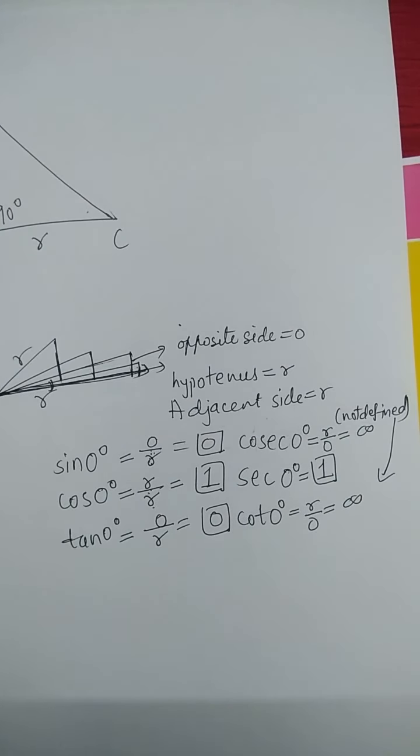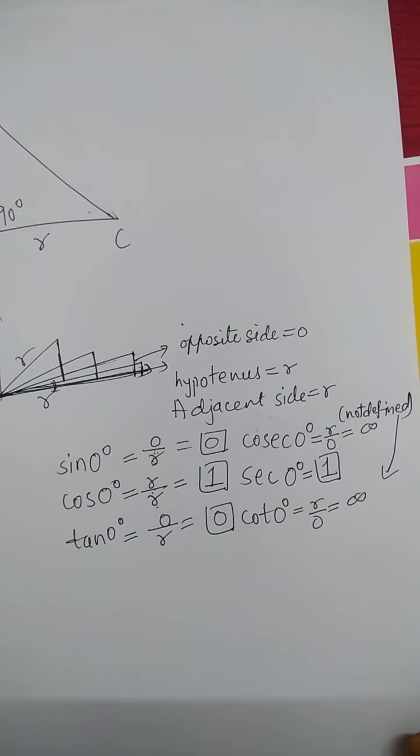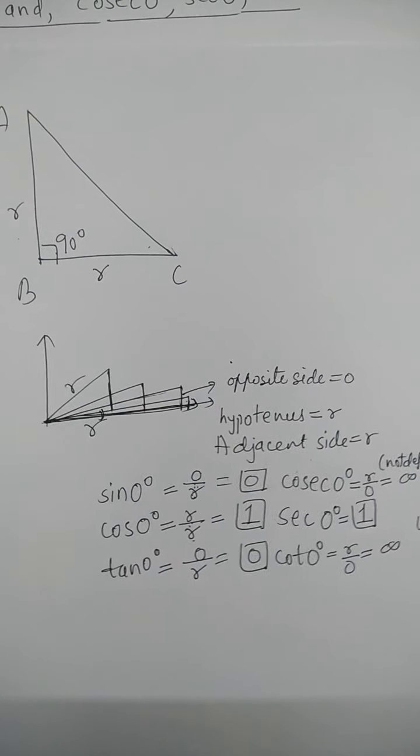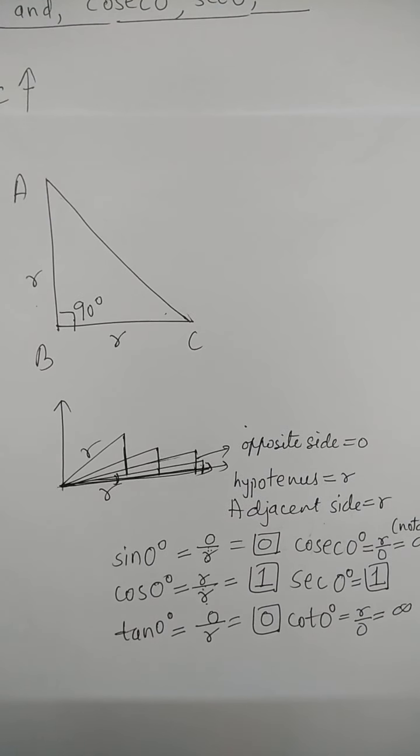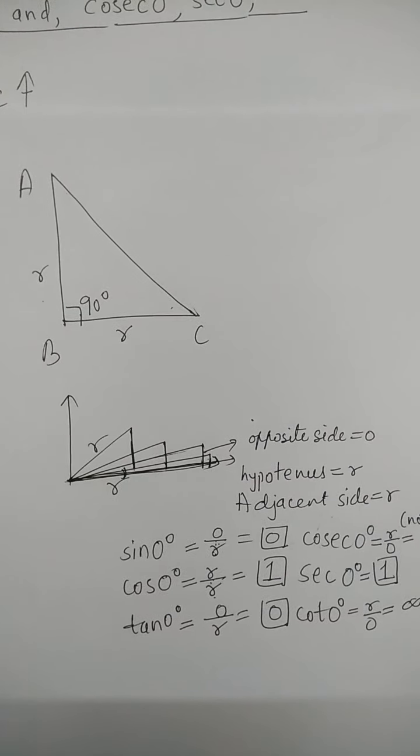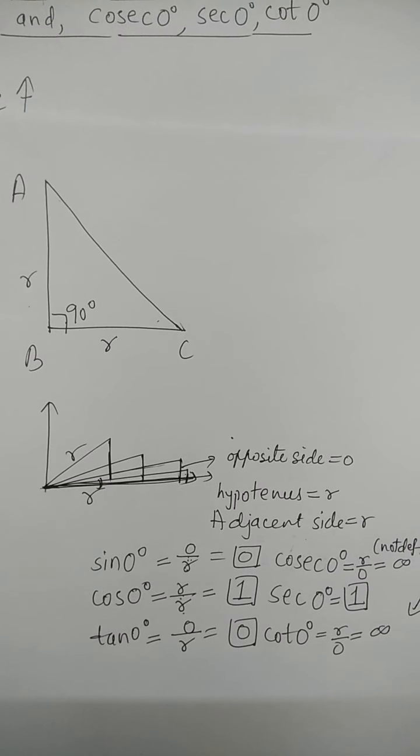In this way, you have to find the values of 0 degree angle and 90 degree angle. I hope you understood it. If not, please watch the video one more time so that you can understand it better.